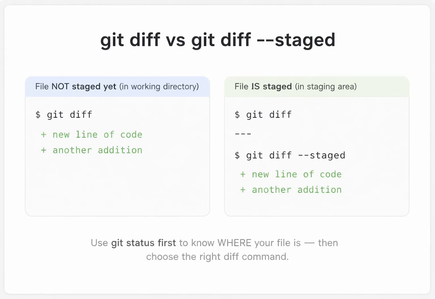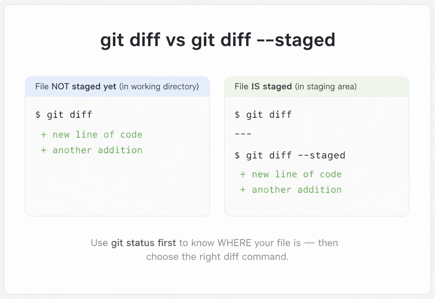This is a subtle but important distinction. If your file is still in the working directory, not yet staged, then git diff will show you the changes. But here's the catch. Once you run git add and move the file into the staging area, git diff by itself shows you nothing. The file has moved to the waiting room, so it's no longer in the airport. To see what's in the staging area, you need to add the --staged flag, git diff --staged.